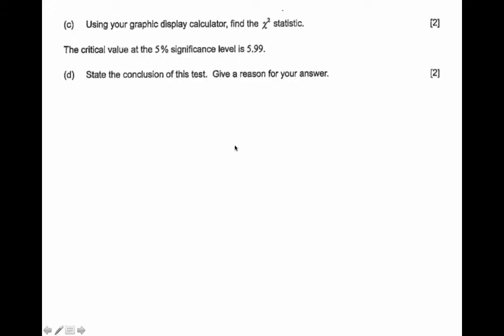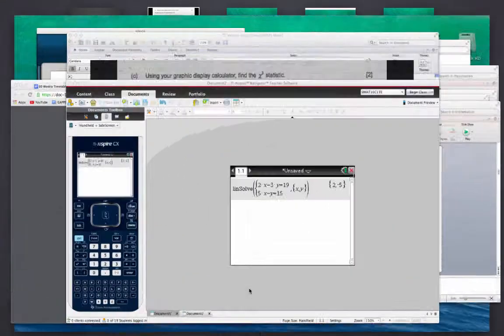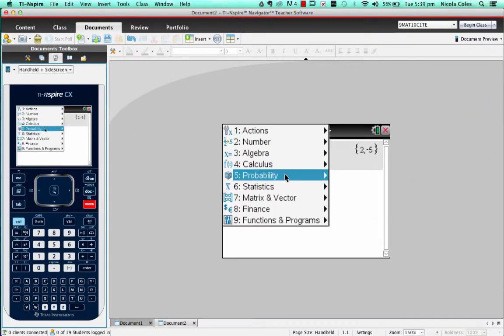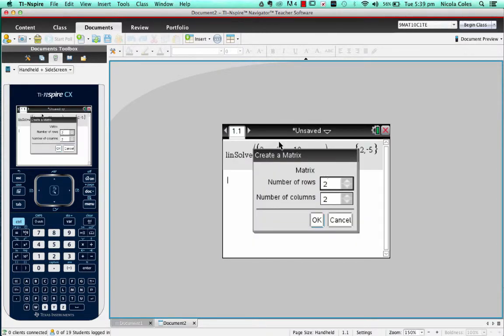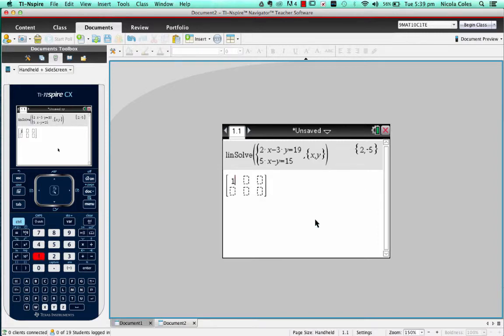Using the graphical display calculator for the chi-squared statistic. Okay, so let's check if you remember how to do this. Chi-squared here, we need to be in the calculator, we need to go into matrix. We're going to create a new matrix, and we're going to have how many rows? 2 rows for boys and girls, and 3 columns for drink preference. So we're not including the totals here. So 15, 15 and 10, and then 10, 10 and 30.